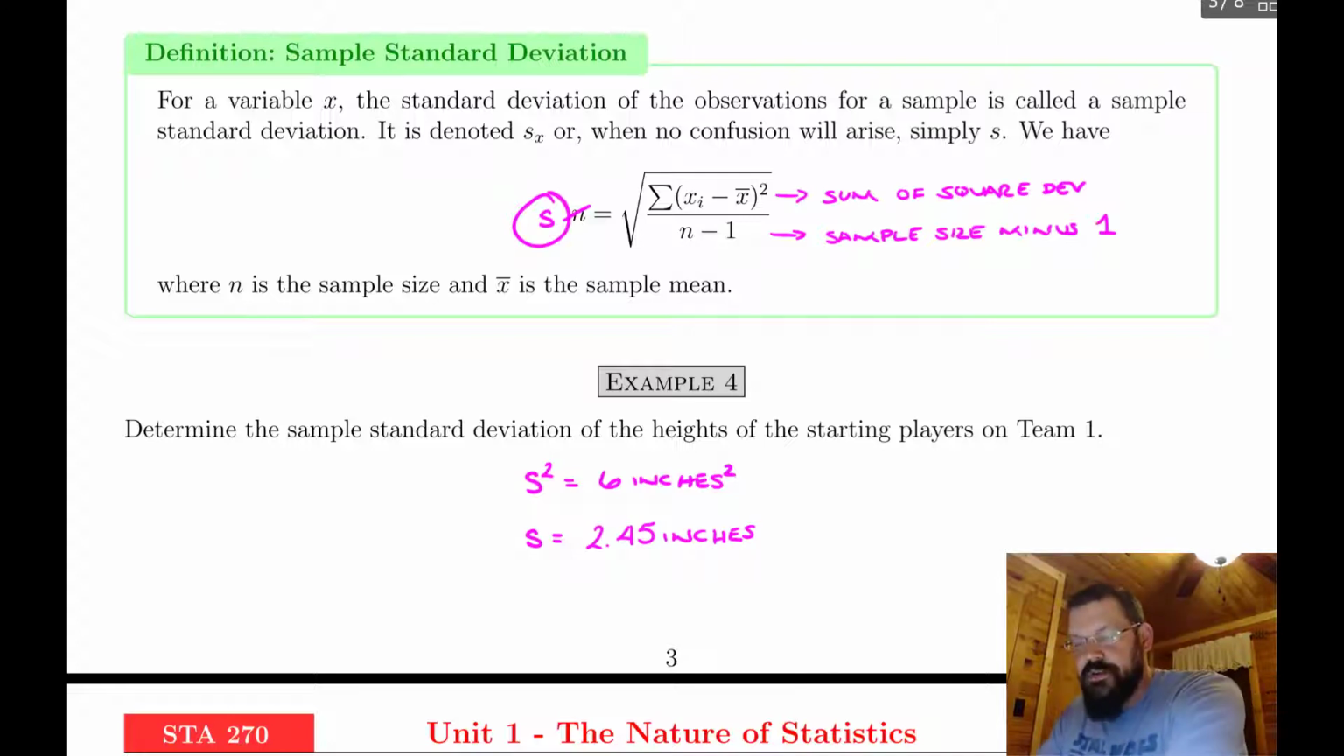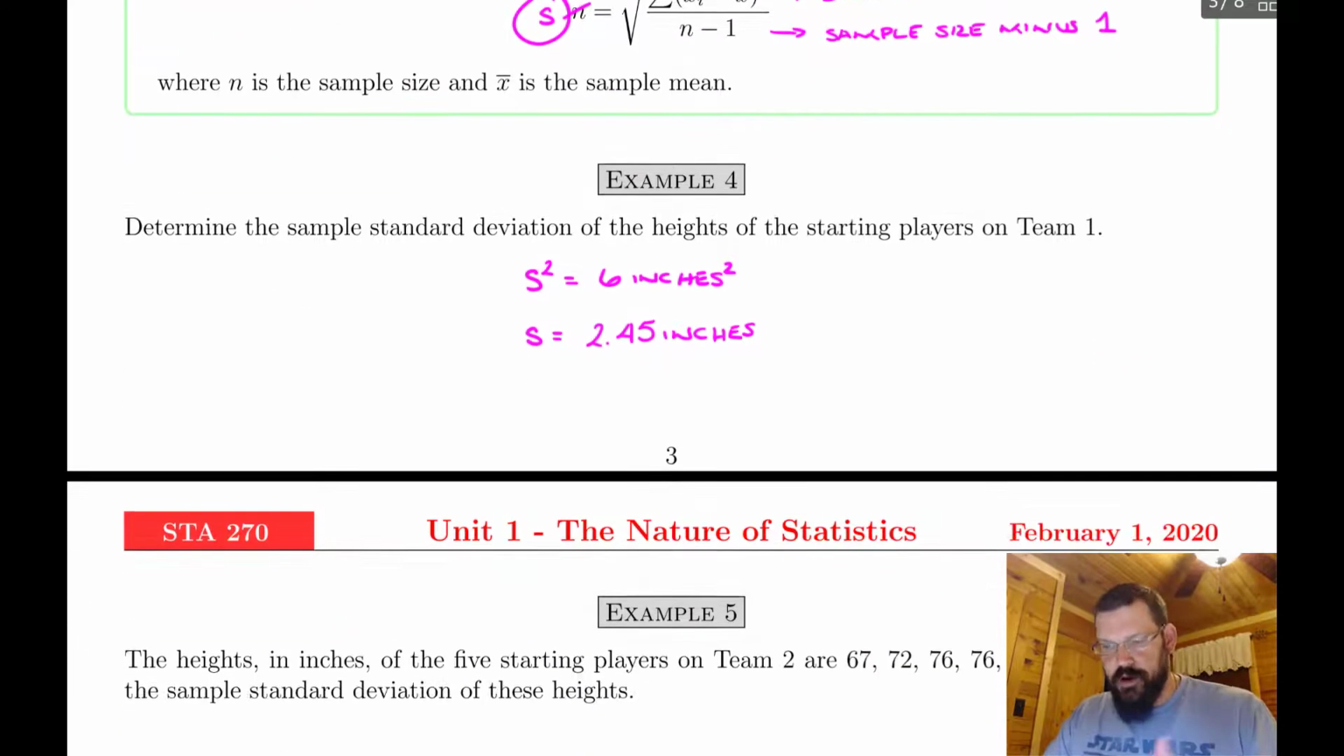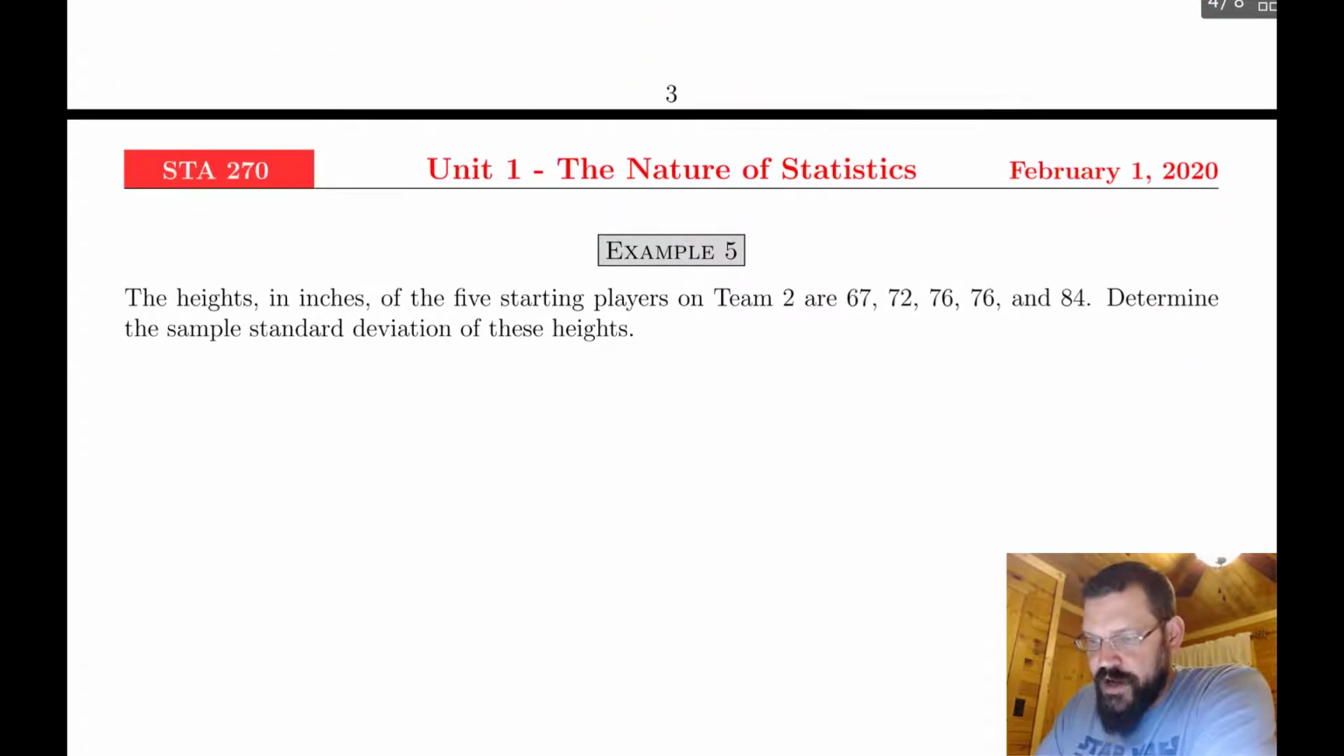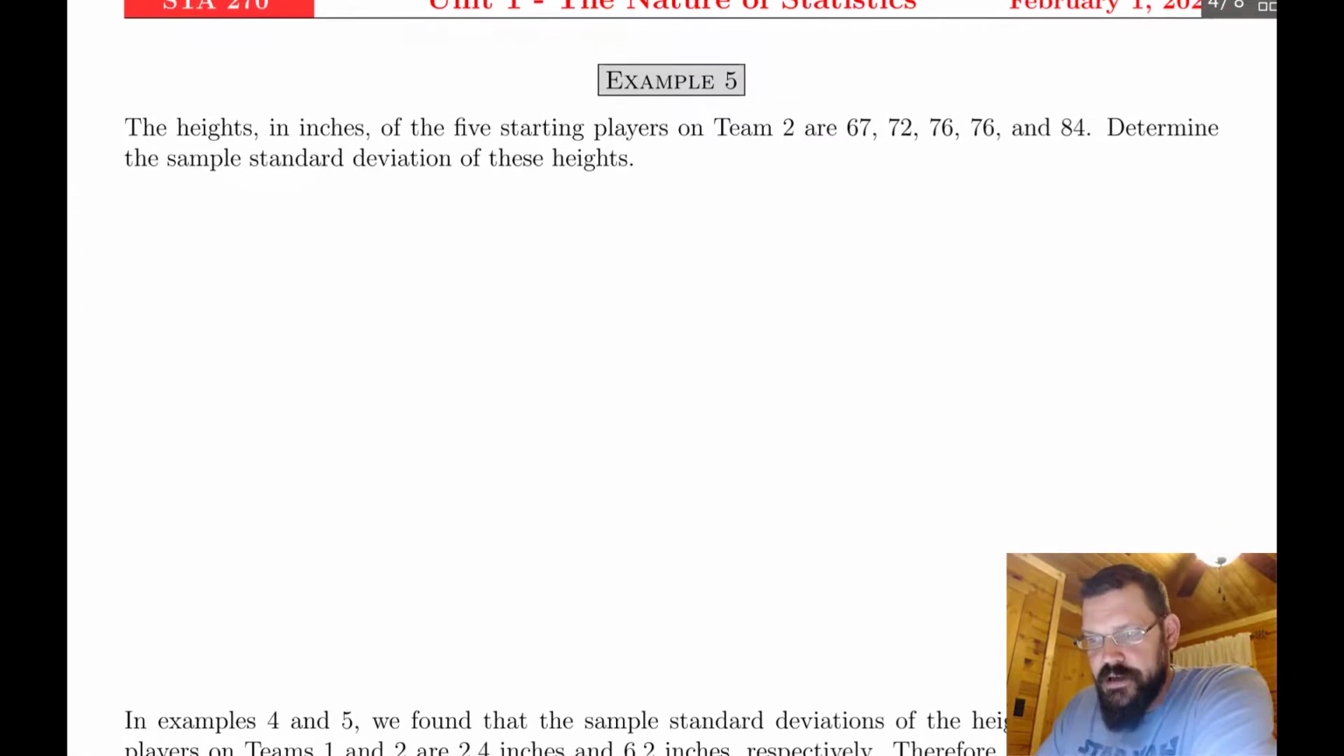So the standard deviation for the heights of the players on team 1 is 2.45 inches. In example 5, we're going to do the whole process from beginning to end, and I'll show you how to do it with a table, and it might make more sense if we put it all together. That was just a step-by-step introduction to how to compute a standard deviation. With example 5, we're going to do the same thing we just did with examples 1 through 4, but now we're going to use team 2 as our data set.